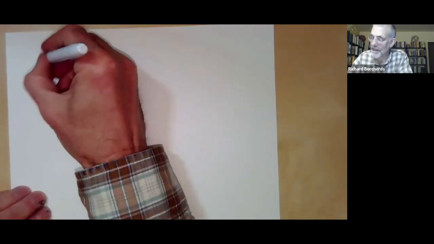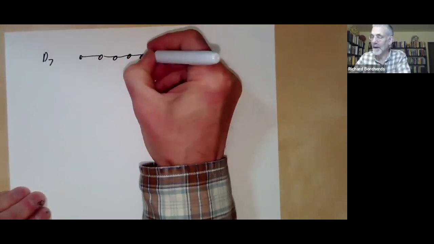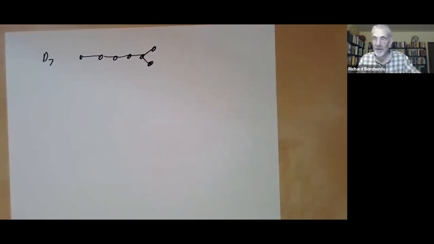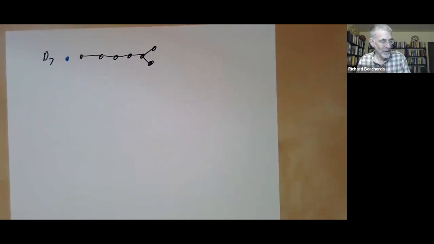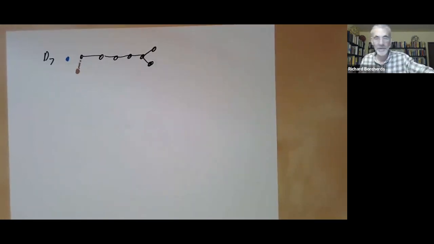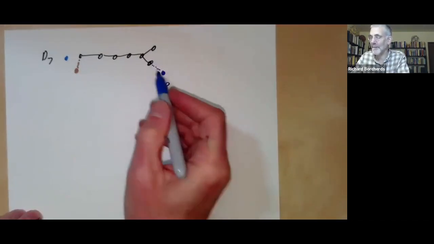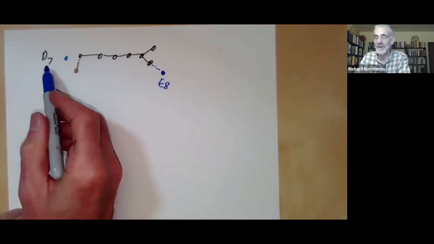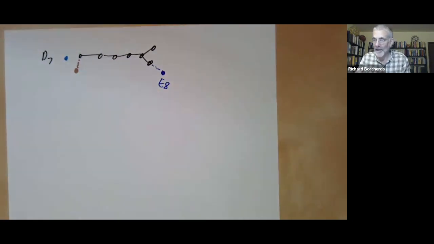So for D7, things are slightly different because now we can get a norm 2 vector, or we can get a norm 1 vector like this. But there's a third thing we can do. We can also add on a point here. This would give us an E8 Dynkin diagram. You see, we can't do this with D8 because that would give us an E9 Dynkin diagram, which isn't spherical.